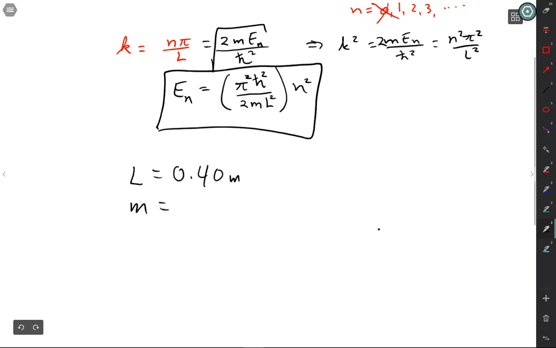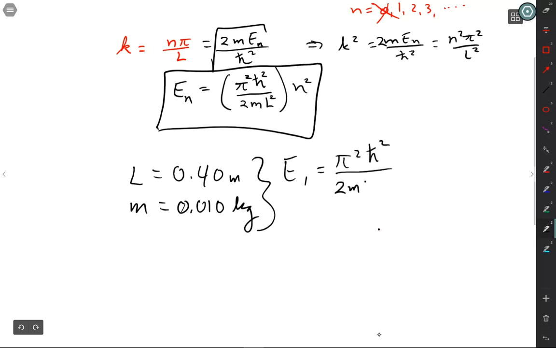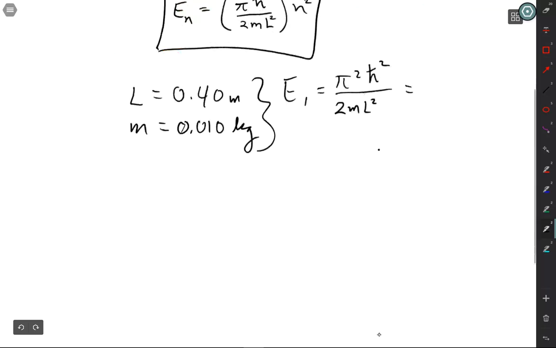M equals, it's about half of that. So M is about 10 grams or 0.010 kilograms. So that means that the ground state energy, if n is equal to 1, is equal to pi squared h bar squared over 2mL squared. That's equal to, okay, I don't have room to even write that on the same line.